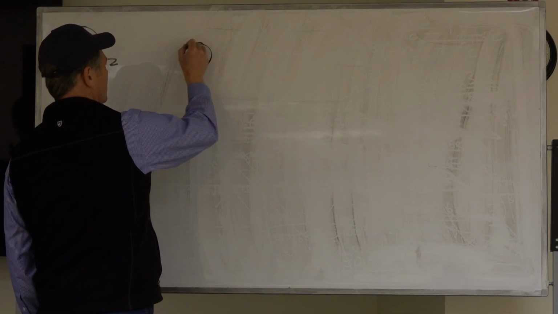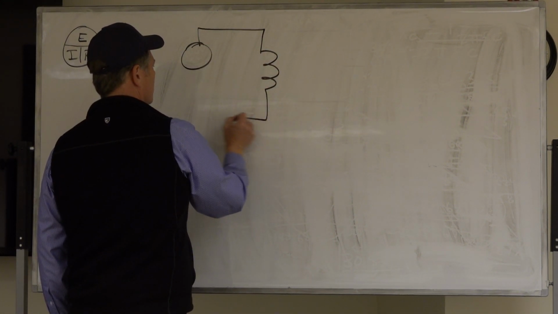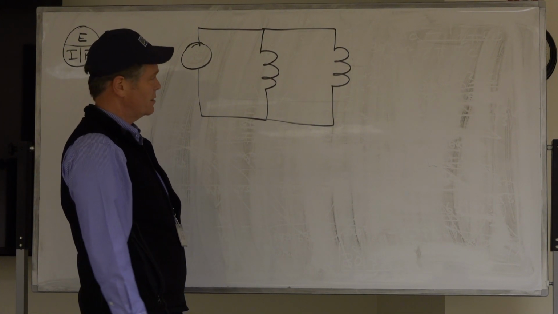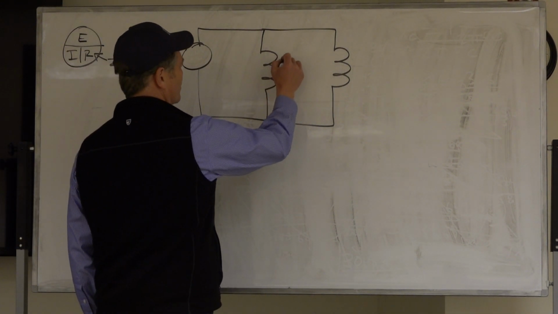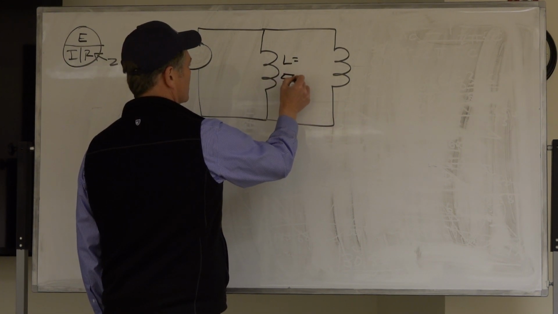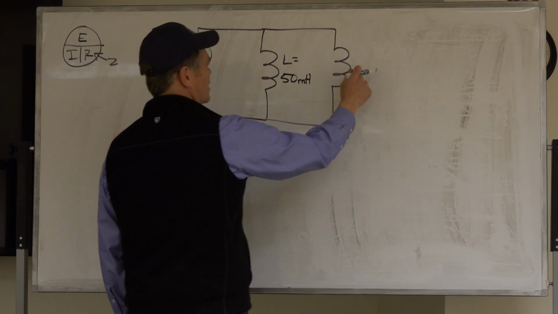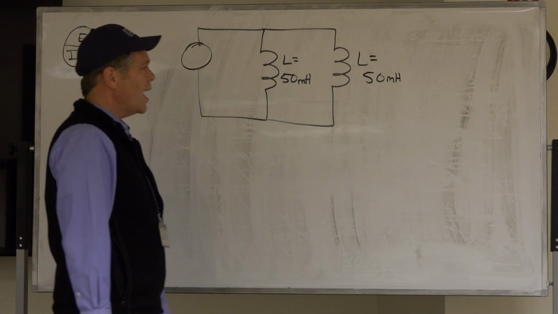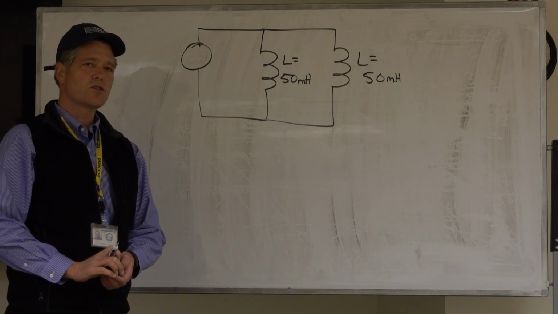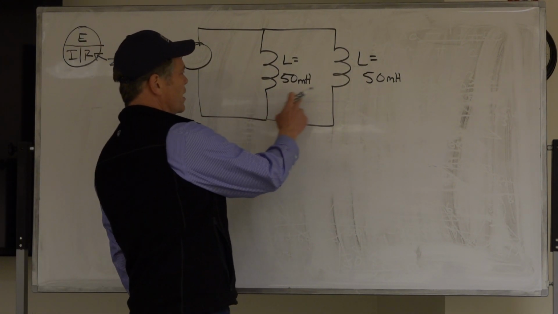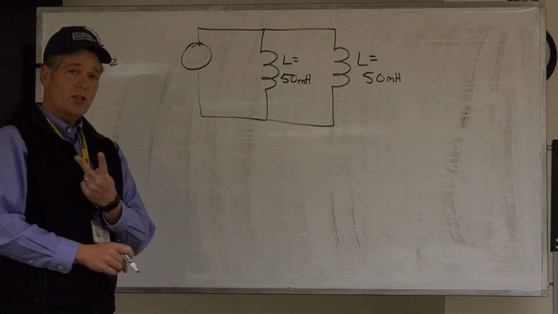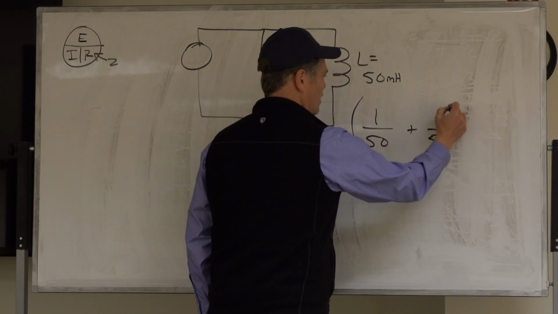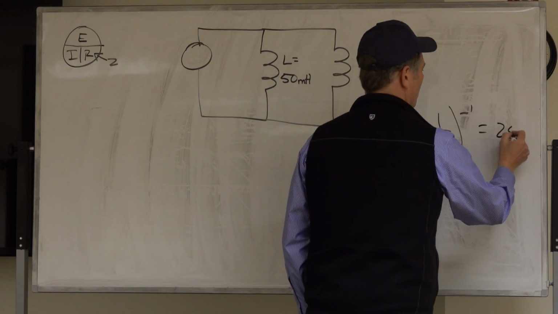If I've got a circuit that's got inductors in parallel, and I know what their inductance is, I know what L equals. On this one, let's say that L equals 50 millihenries. And let's say that this one, L equals also 50 millihenries. Well, I know that those 2 things, just like resistors, reciprocate. So if I've got 50 millihenries and 50 millihenries, I've got 2 of them. I know that 1 over 50 plus 1 over 50 inverted equals 25.